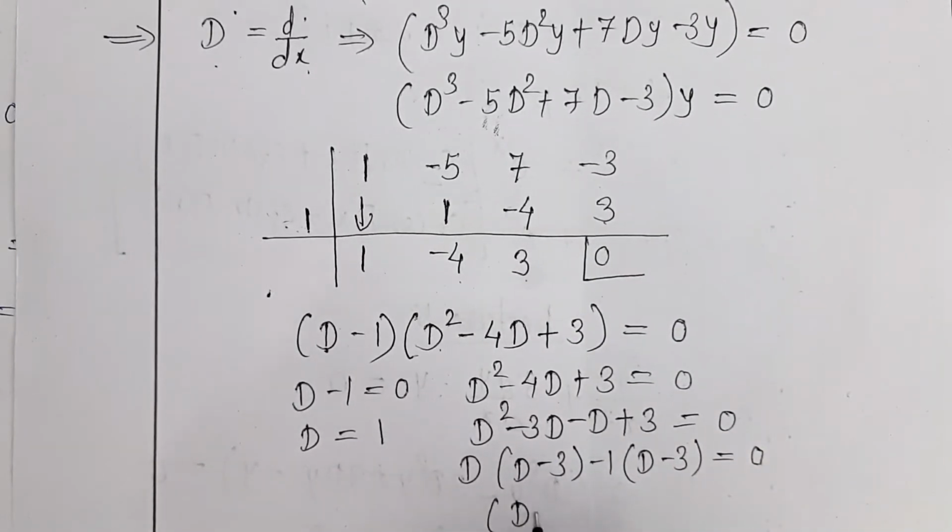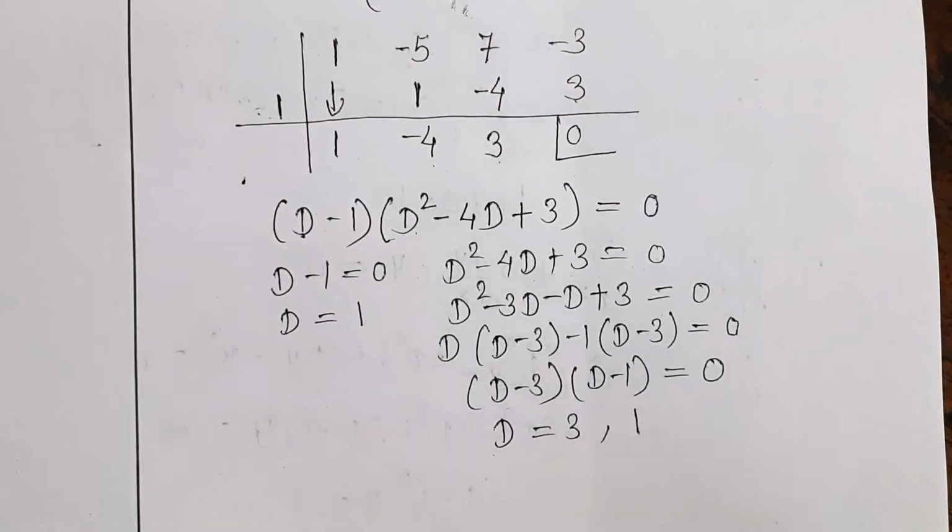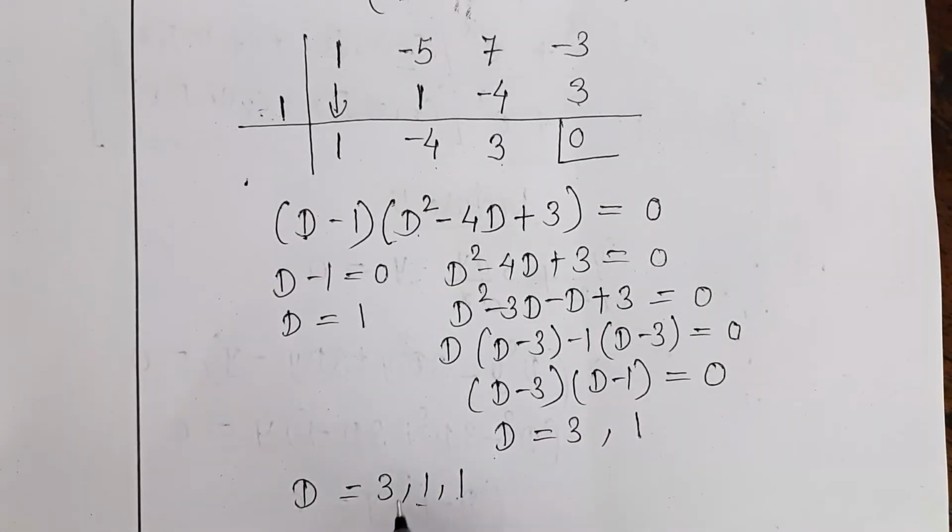So D minus 3 is common in both and the second term is D minus 1, is equal to 0. So D is equal to 3 and D is equal to 1. So we got 3 roots: D is equal to 3, 1, 1. Now 2 roots are real and equal and 1 root is real and different.